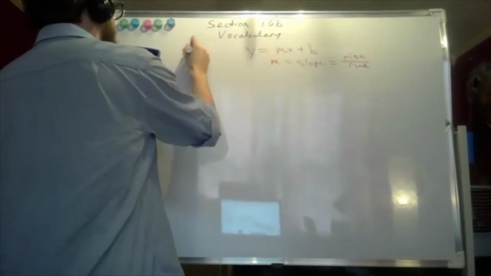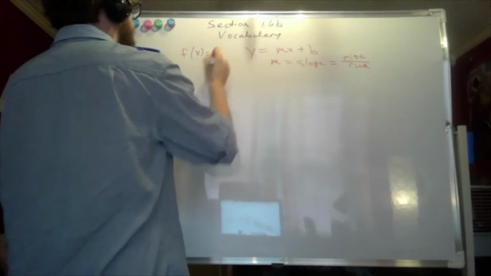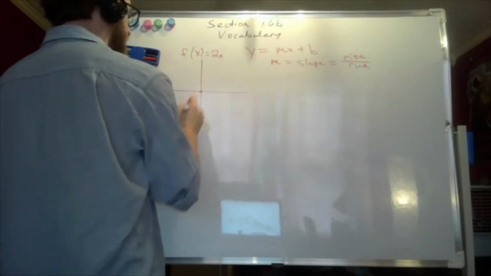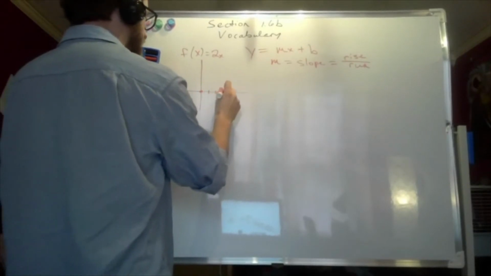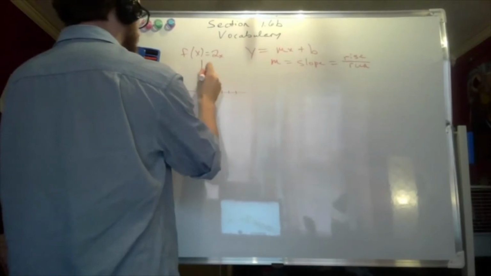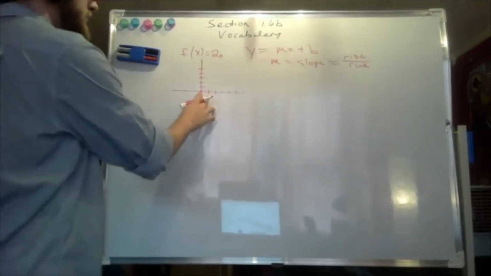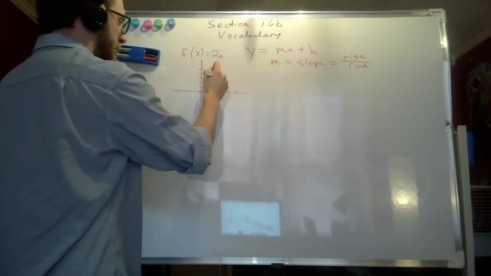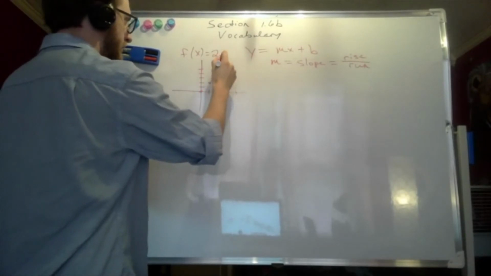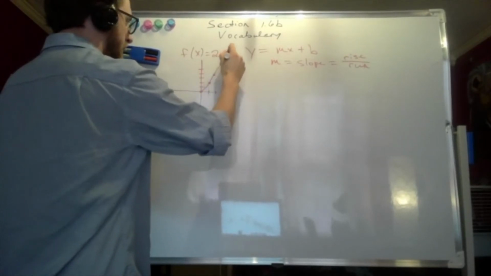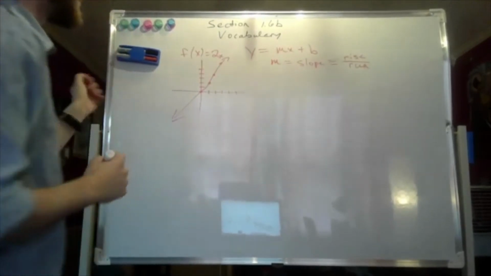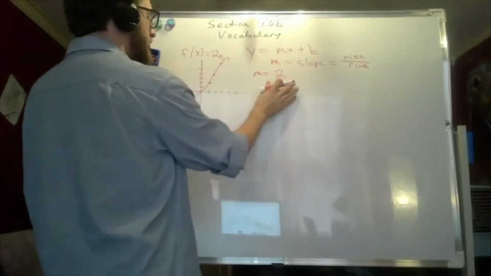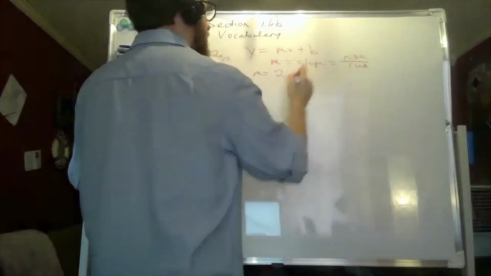If we go back to our example of f of x is equal to 2x, and we graph this, at 0, we're at 0. If I plug in 1, then I'm going to get 2. If I plug in 2, I'm going to get 4. If I plug in 3, I'm going to get 6, and so on. So I've got this line here. So the slope in this example is 2, but this also tells us what the rise over run is.